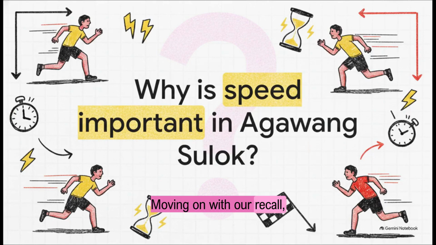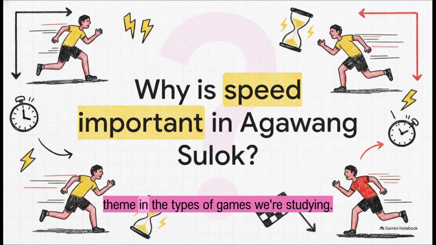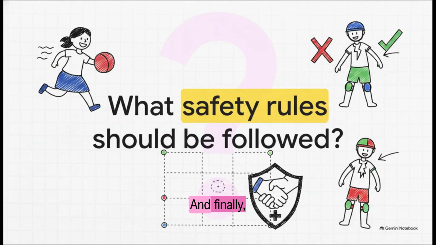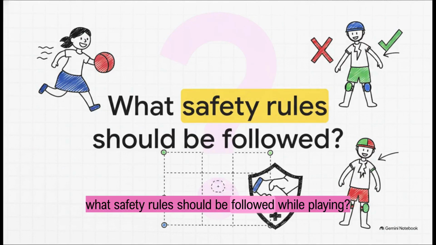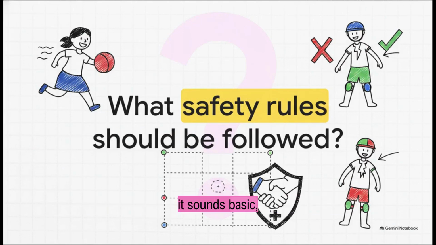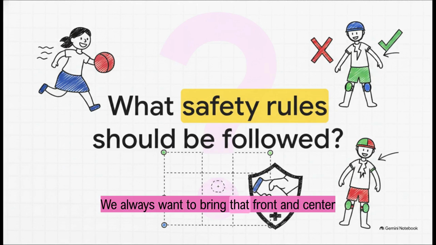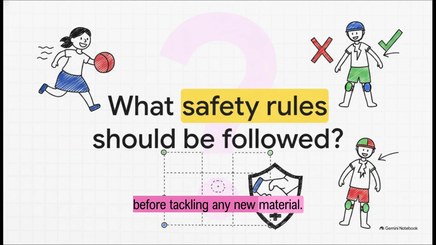Moving on with our recall, what happens to the player who fails to get a corner after the signal? And crucially, why is speed so important in Agawang Sulak? As you're going to see today, speed is a huge recurring theme in the types of games we're studying. And finally, what safety rules should be followed while playing? I know, it sounds basic, but safety is quite literally our foundation. We always want to bring that front and center before tackling any new material.